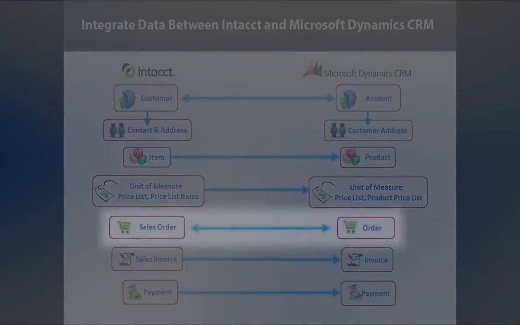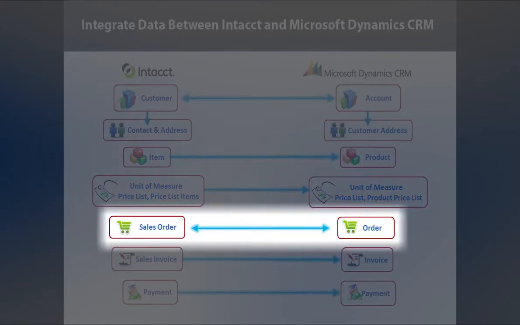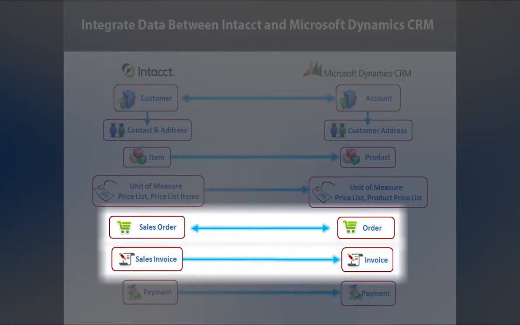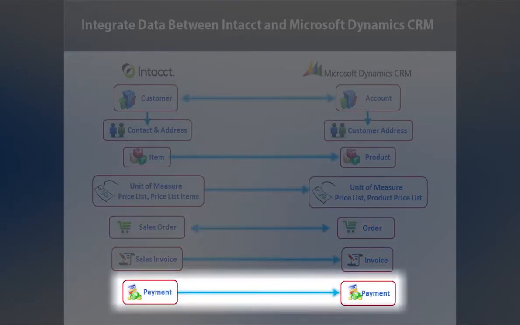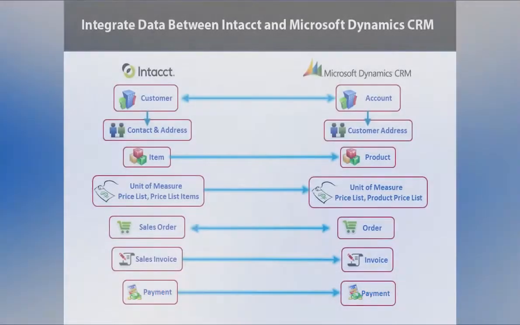orders. Sales order information is a two-way integration. It is usually created inside Dynamics CRM as an order and submitted to Intacct. Once that is processed, it will turn into a sales invoice in Intacct, which then creates an invoice back in CRM. Then, when payment is made from the customer into the Intacct system, the payment information will come back over to Dynamics CRM as well.